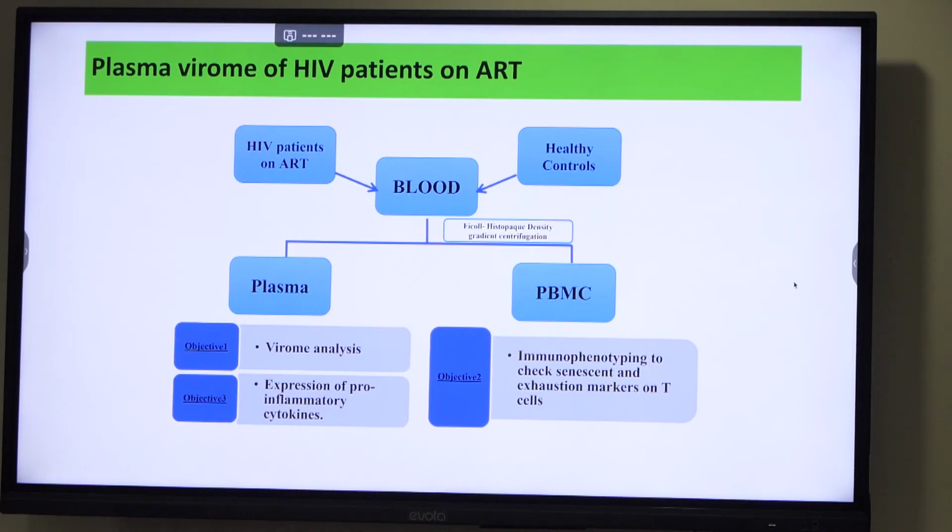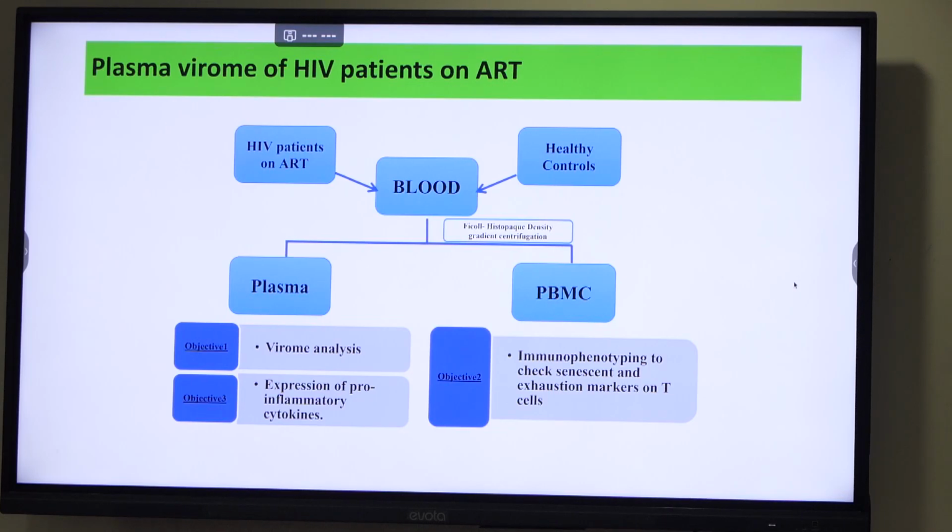So we took HIV patients on ART. We took healthy controls. We took blood samples, and in the blood sample we purified plasma. We also had PBMCs. In the plasma, we started looking at the virome composition. Very different kinds of viruses are there. We were surprised. I would expect HIV to be there, but in addition to HIV, the majority were non-pathogenic viruses that we have, and they are DNA viruses.